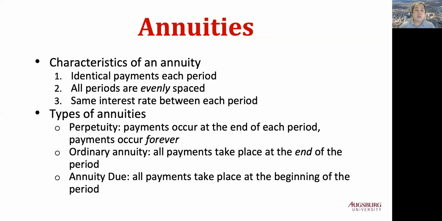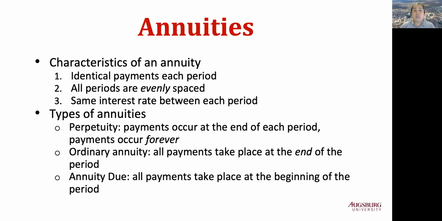If the cash flow holds these three conditions, then it is called an annuity. Payment should be identical, the same payment, so $100 all the time. All periods are evenly spaced, so monthly, yearly, semi-annually, whatever, evenly spaced. And the same interest rate between each period, so the interest rate doesn't change.